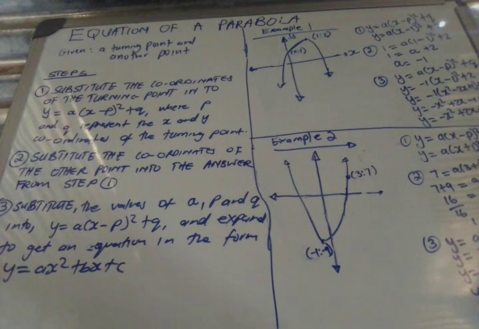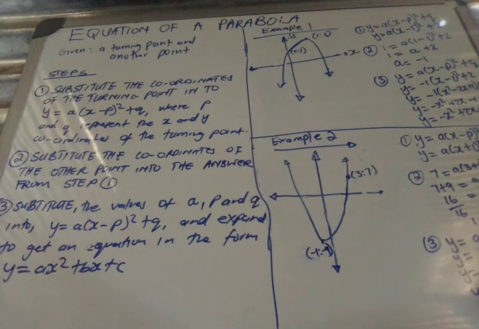Okay, so the first thing that you need to do is to substitute the coordinate of the turning point into the standard equation y equals a open bracket x minus p all squared plus q. This is a standard equation for a parabola, where the p and the q represent the x and y coordinates of the turning point respectively.